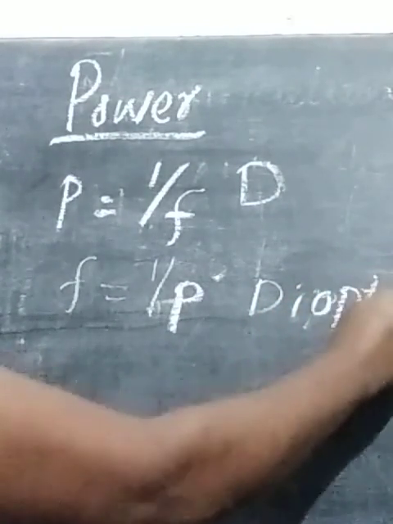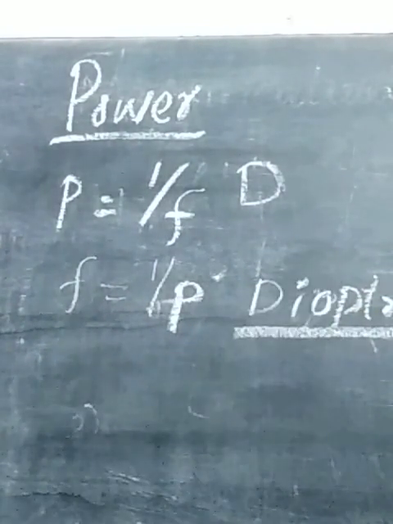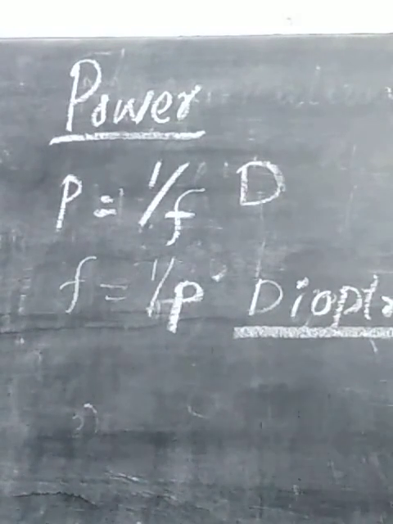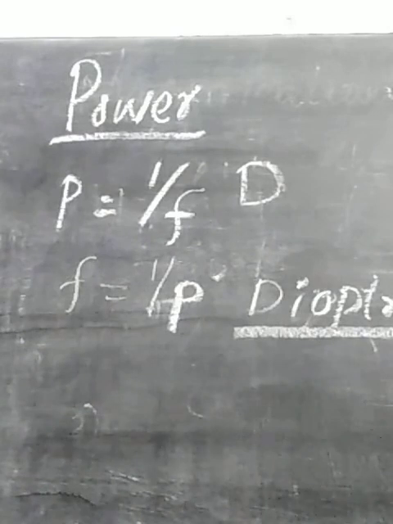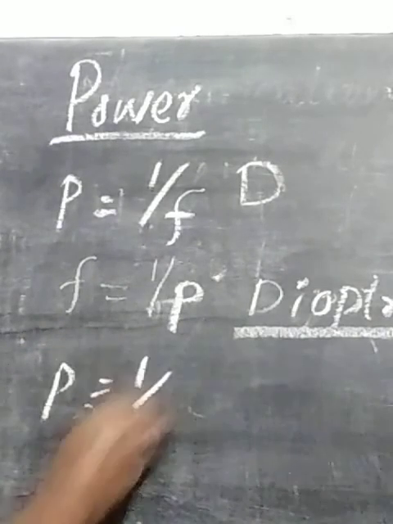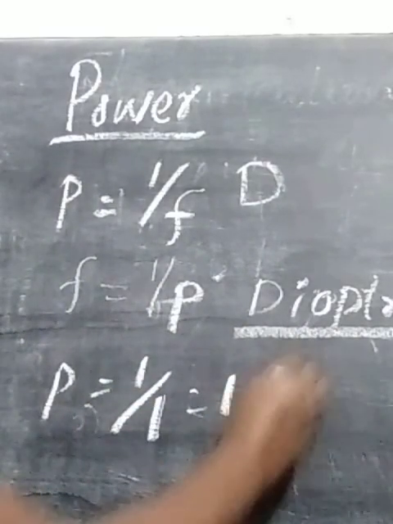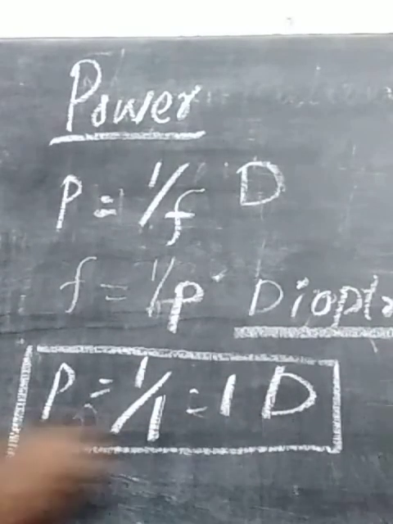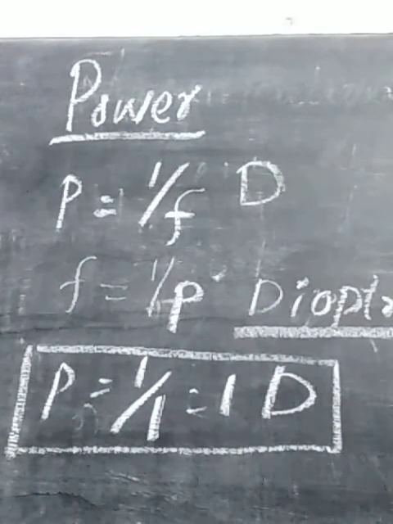Diopter is the unit of power. Power is written in terms of diopters. 1 diopter is the power of a lens whose focal length is equal to 1 meter. P is equal to 1 by F, if focal length is equal to 1, power is equal to 1 diopter. So we can define what is a diopter. 1 diopter is the power of the spherical lens whose focal length is equal to 1 meter. Okay, that is in meters.